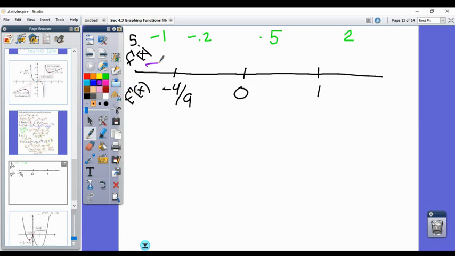So I got negative, positive, negative, and positive. That's telling me decreasing, increasing, decreasing, increasing. All right, and then the same for the bottom. I got positive, positive, positive, and positive. That's telling me the whole thing is concave up. It's concave up all the time.